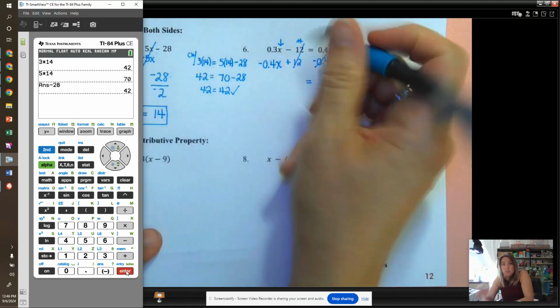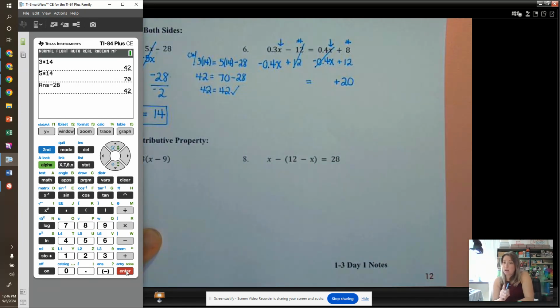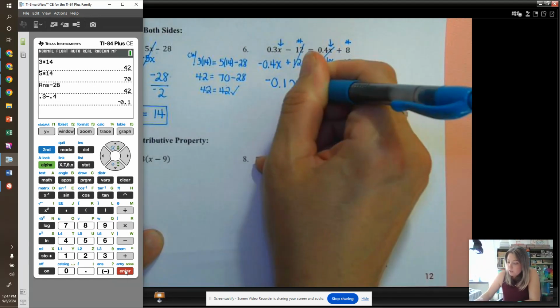So again, they are one place behind the decimal. This should be okay, but in case it's not, 0.3 minus 0.4 is a negative 0.1. So negative 0.1x on this side.